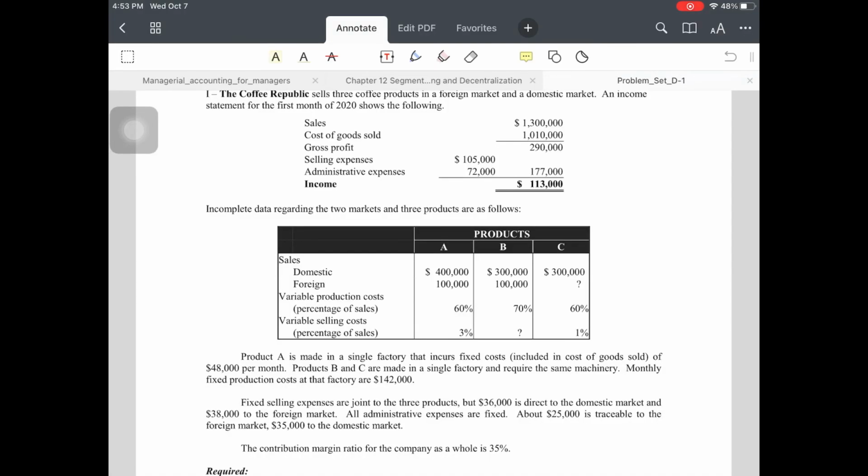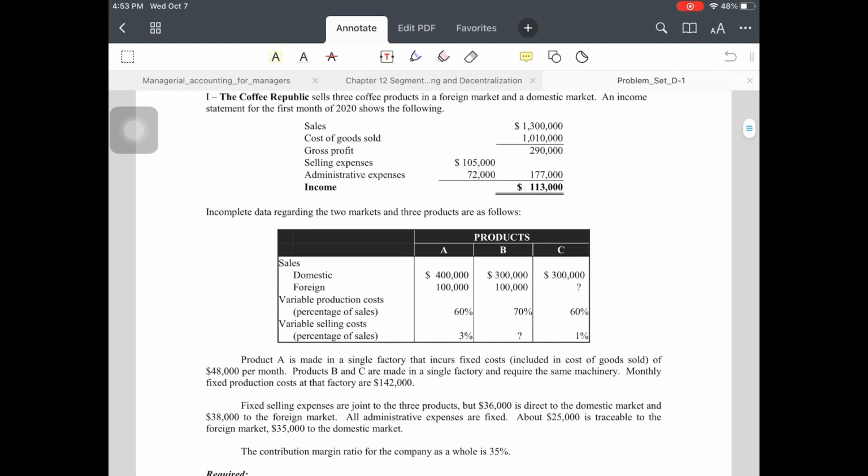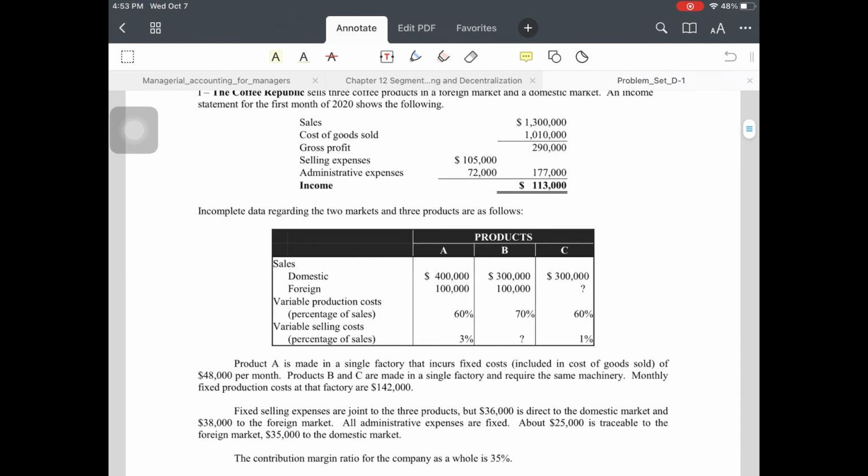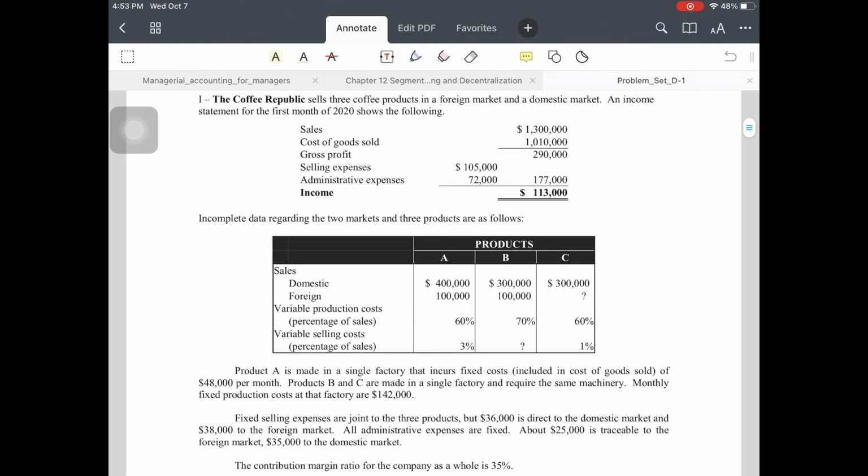Okay, to start off this video, I'm going to show you how I solve the first problem in this problem set, which is this one. First, let me read the problem to you. In problem 1, the Coffee Republic sells 3 coffee products in a foreign market and a domestic market. An income statement for the first month of 2020 shows the following.